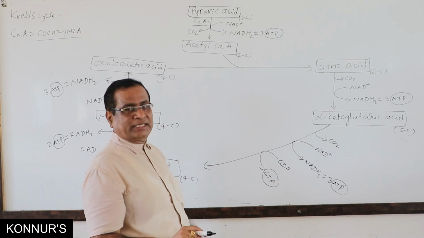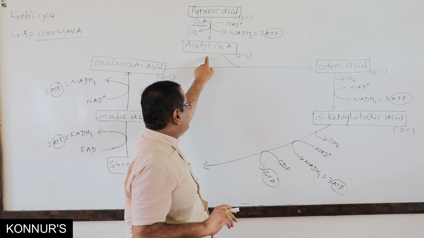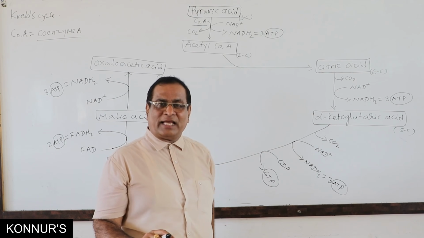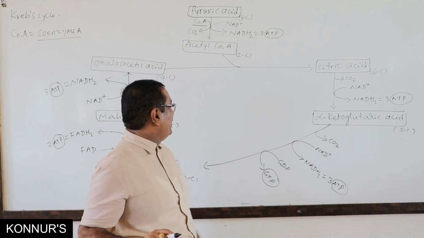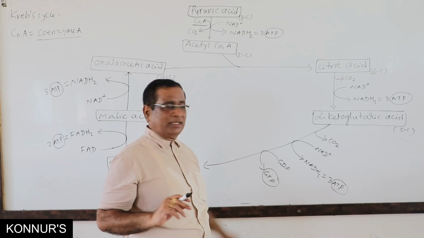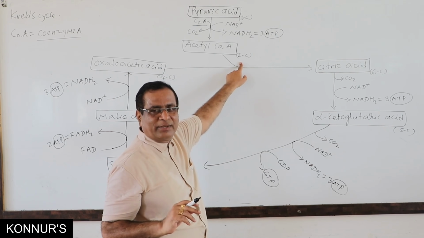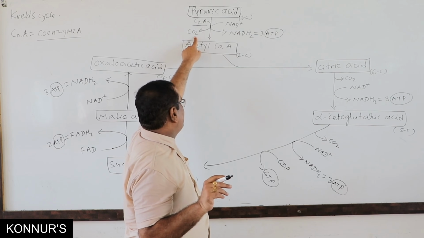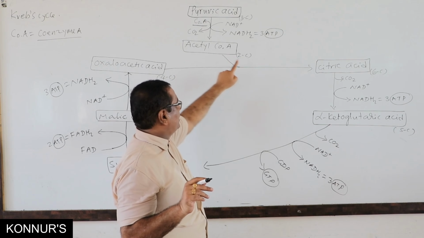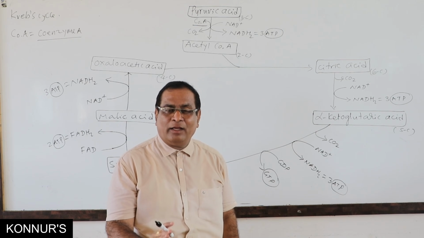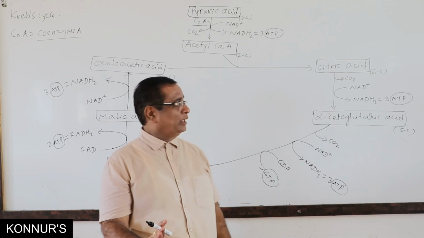Now that pyruvic acid becomes acetyl coenzyme A. How many carbons are there in it? In pyruvic acid, 3 carbons. Now it is having 2 carbons because 1 carbon is released in the form of CO2. So the number of carbons in acetyl coenzyme A is 2.